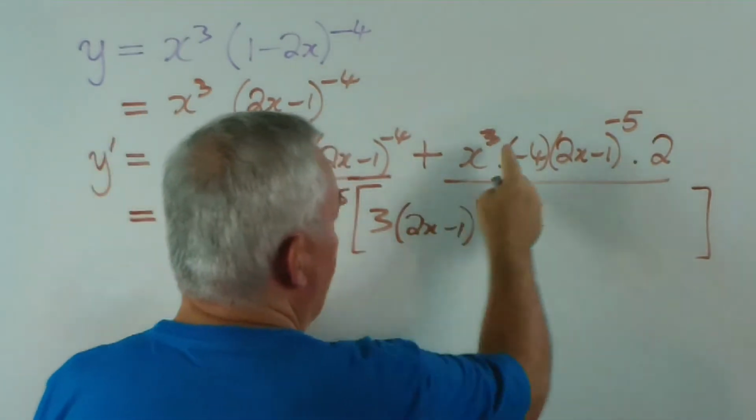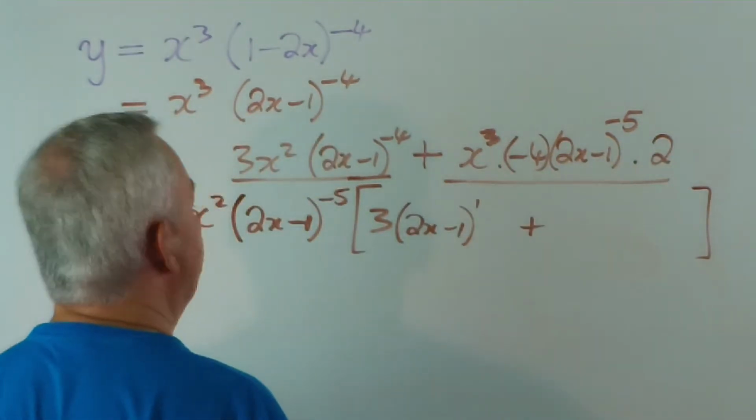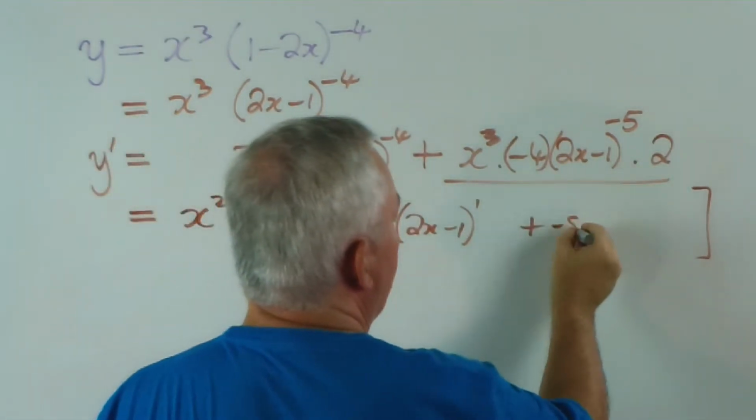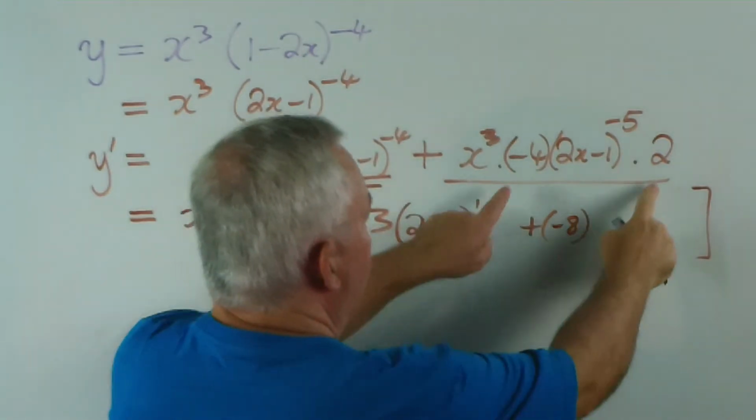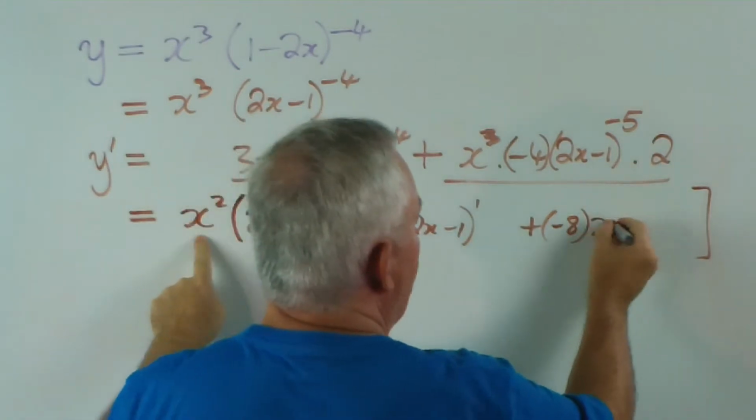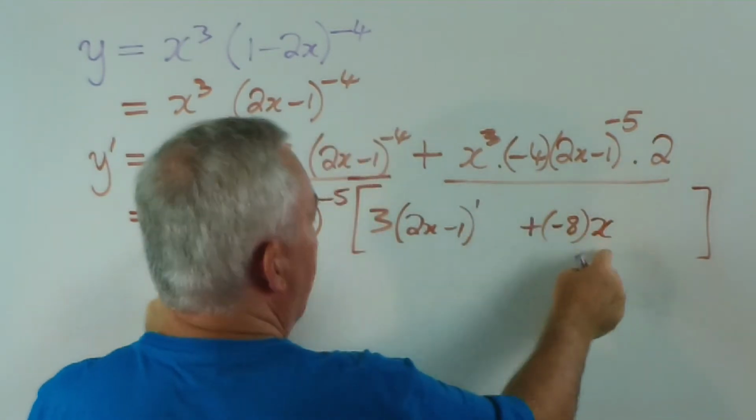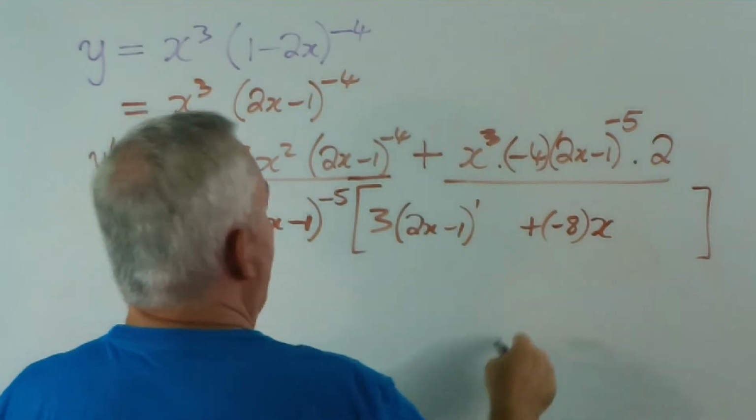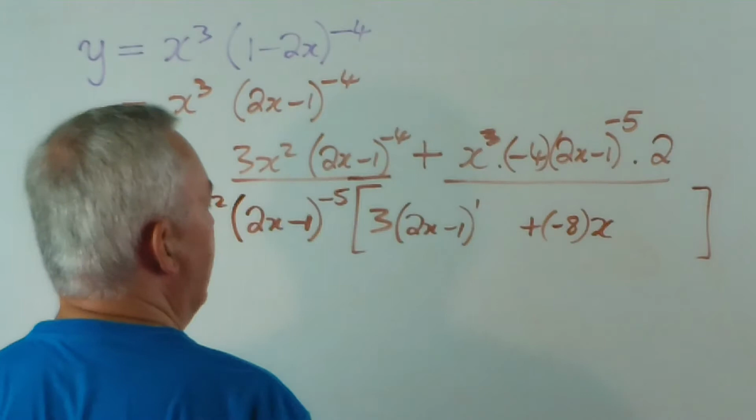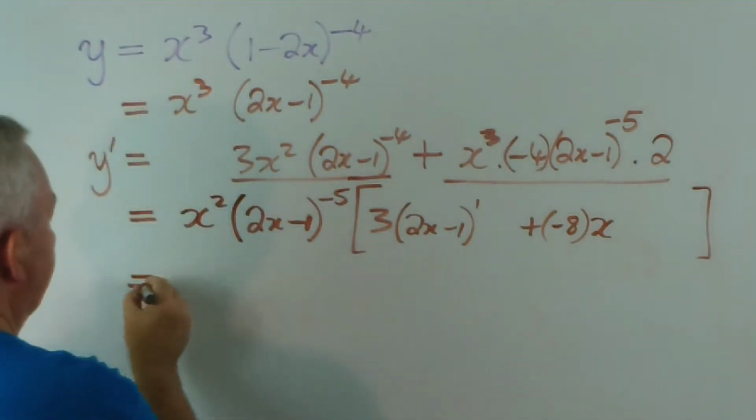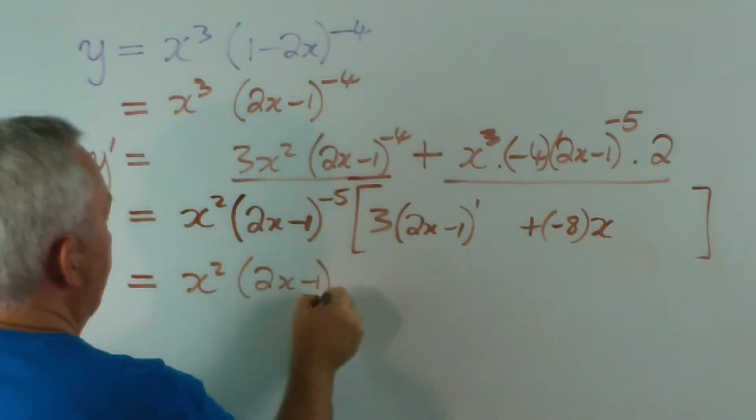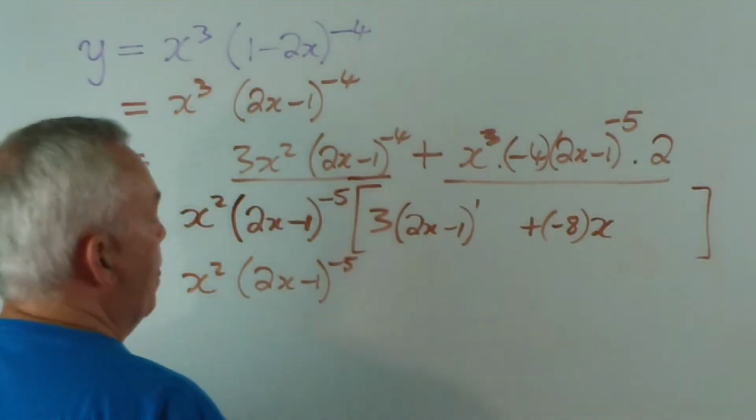Now let's take these out of the second term. First of all, I've got a negative 4 times 2 is negative 8. So let's deal with those constants. X squared out of x cubed leaves x. So x squared times x gives x cubed. And these are identical. They're both to the power negative 5, so the whole thing has been taken out. So we're left with x squared, 2x minus 1 to the negative 5.